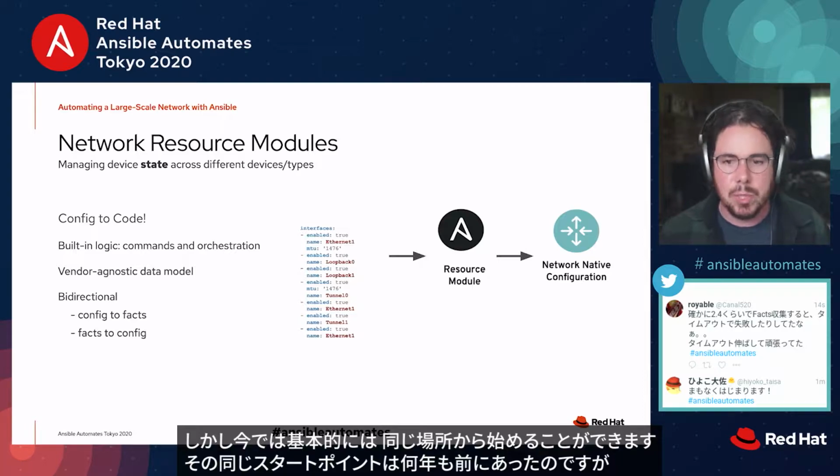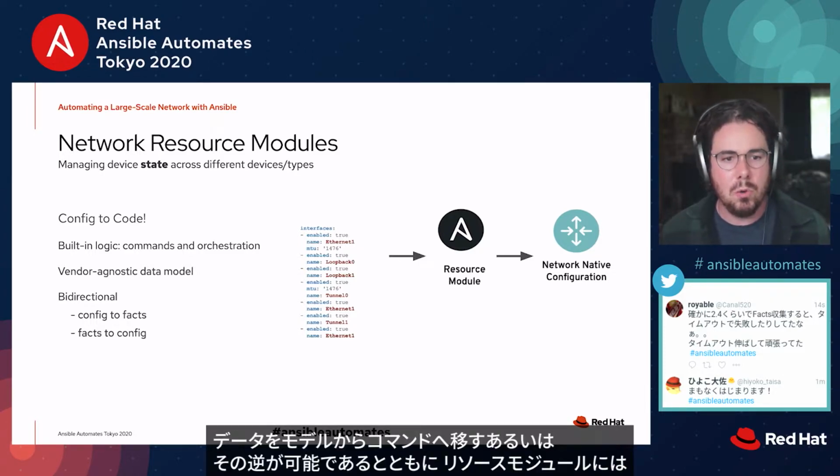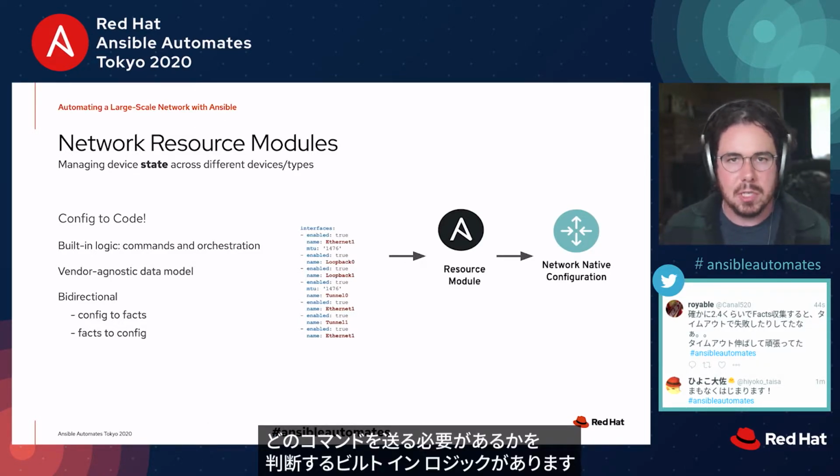But nowadays, we can basically start at that same starting point that we had years ago. We can ramp up significantly faster because of these resource modules. So along with being able to translate data from a model to commands and vice versa, they also have the built-in logic to know which commands they need to send.